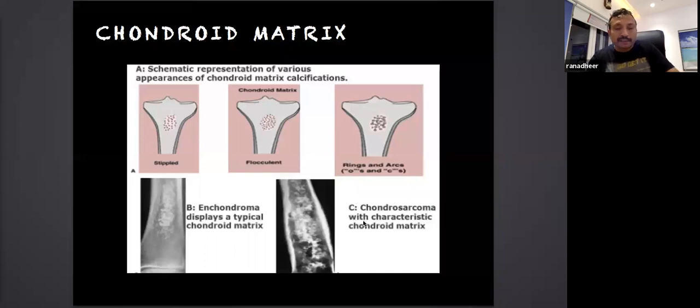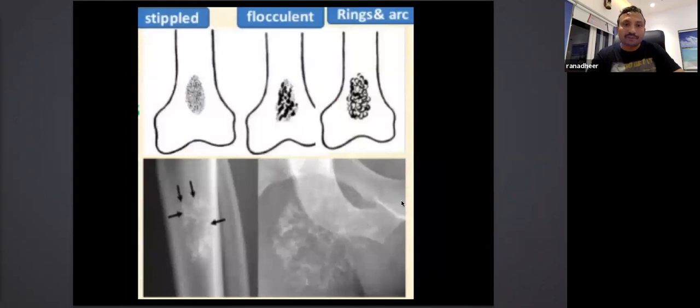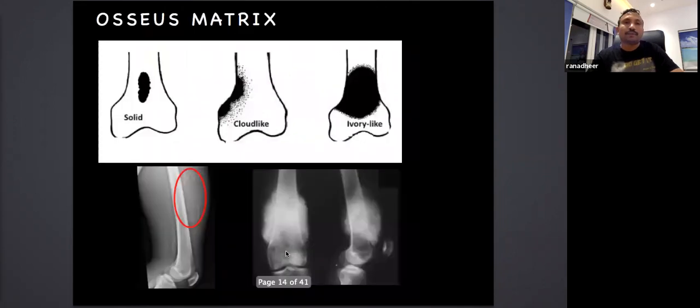So the cartilage will normally be there at the epiphyseal plates. When it is beneath the periosteum, you will get osteochondroma. If it is inside the medullary cavity, then you get enchondroma. So this is stippled, seen in enchondroma; flocculent and rings and arcs, then you call chondrosarcoma. Then osseous matrix, that is bone formation.